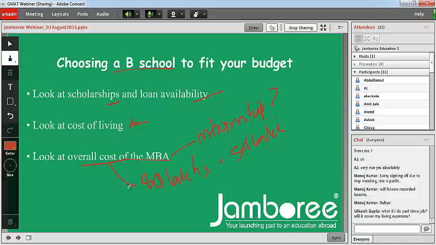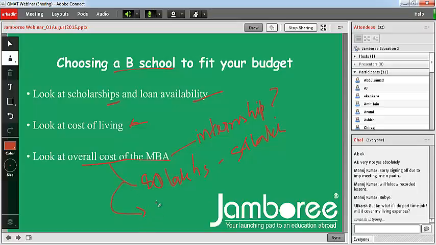On the other hand, if you are applying to an MBA whose cost is 40 lakhs and it does not give any scholarship, that's still fine, because 50 lakhs is higher than your 40 lakhs. So don't just go by who gives the maximum scholarship. You have to look at the overall cost of the MBA.